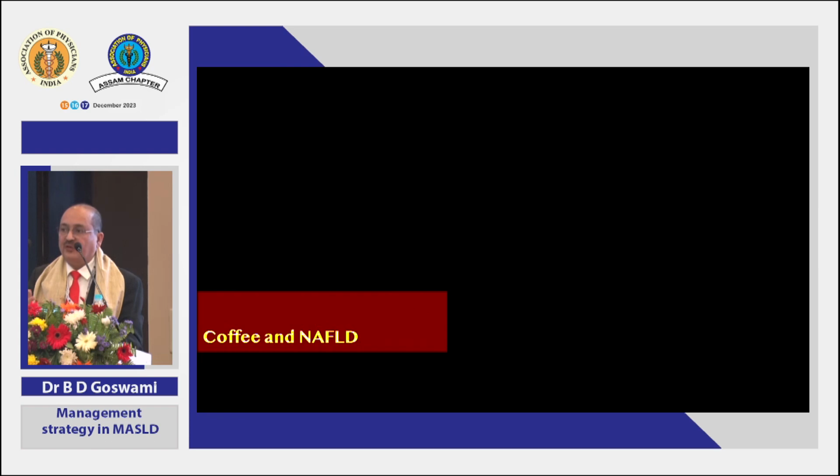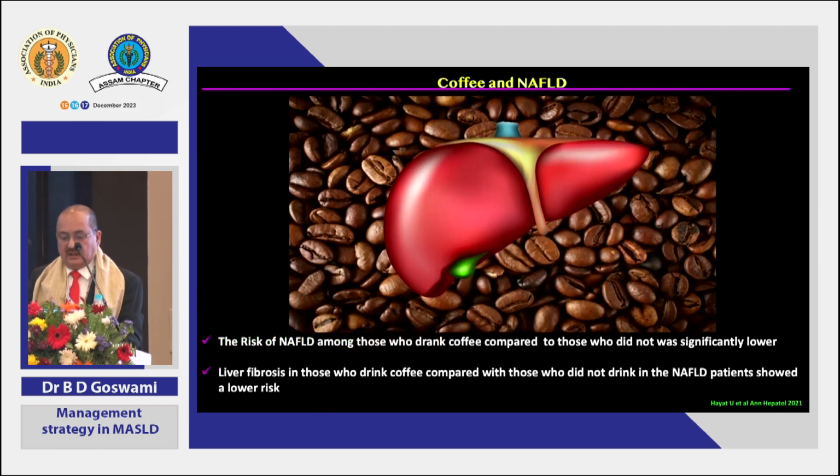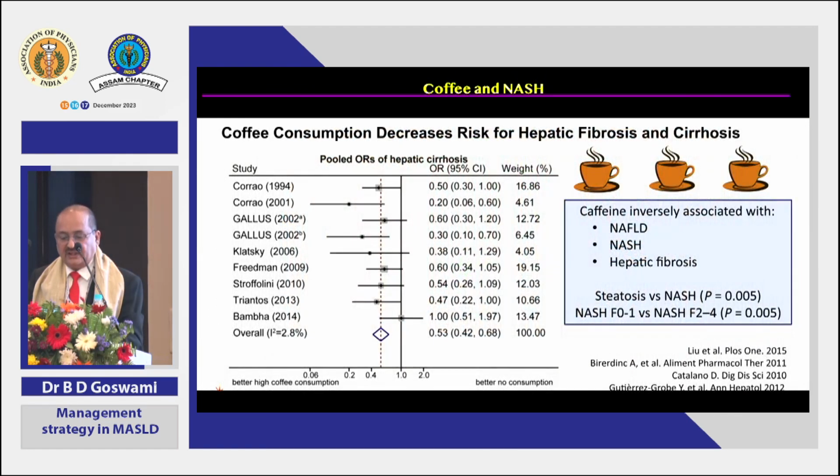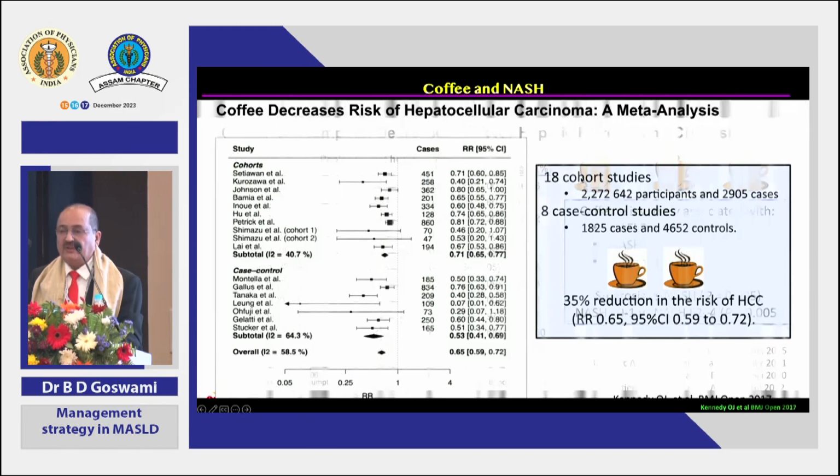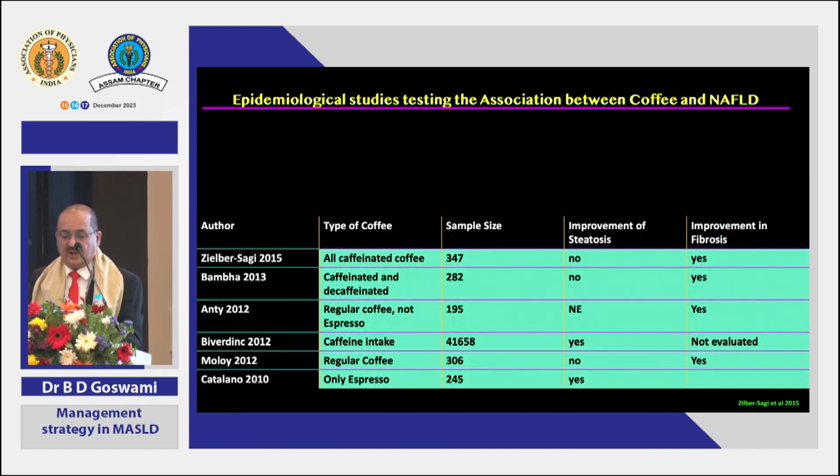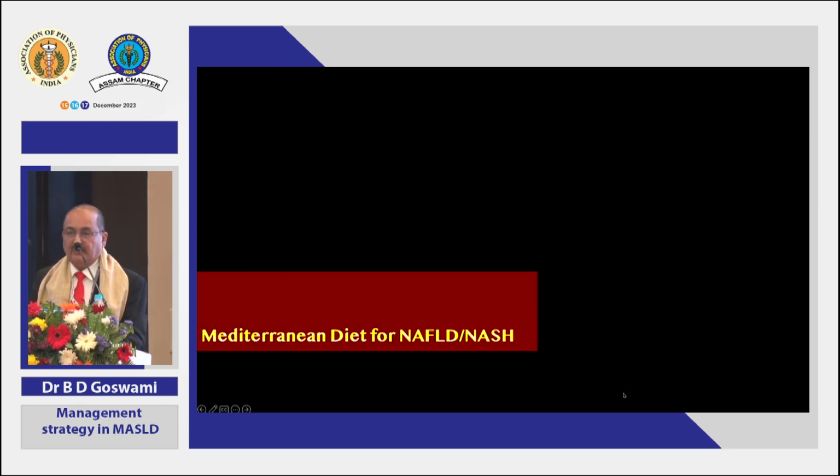Now coming to coffee, there are so many reports coming up. The use of coffee is very helpful in the management of non-alcoholic fatty liver disease. I'm not going into details, it reduces the risk of fibrosis. Hepatocellular carcinoma risk also is reduced drastically in these patients when taking coffee. These are different studies again showing similar results. So we should encourage coffee intake to the patients.